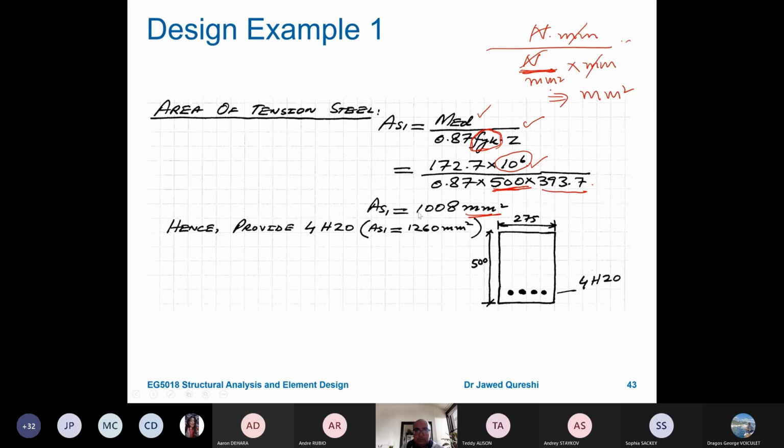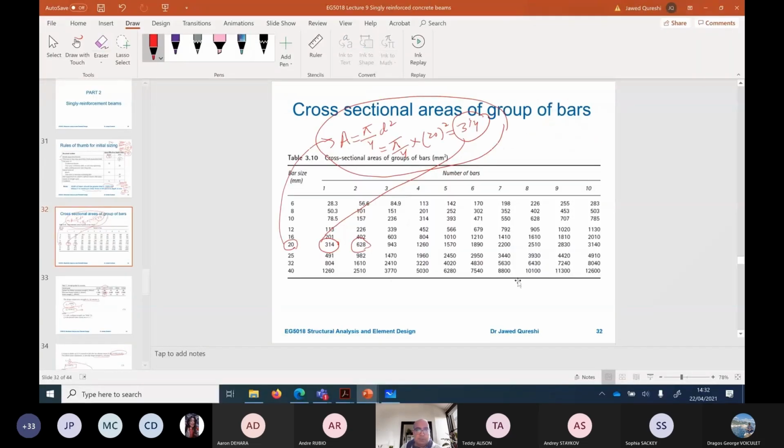And then we have this As of 1008. Now we are using these 4H20 bars, which means high strength steel, 20 millimeter diameter bars, and we're using 4 of them. Okay, so now how can we find out this information? You can either find out the area for H20 and multiply it by 4, but I would suggest you use a table. So if you go back to the previous table here, that will be given to you as well.